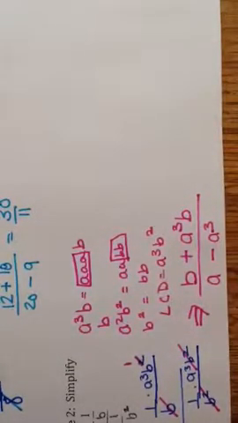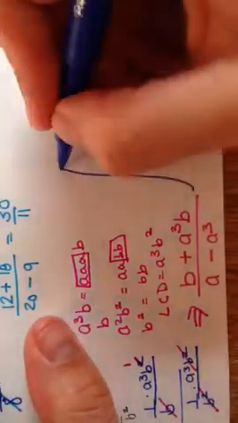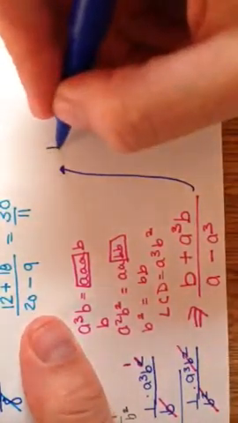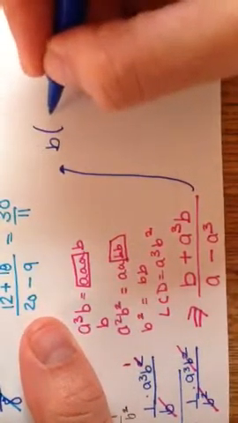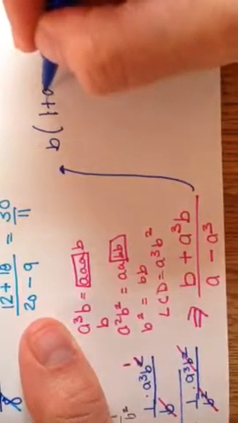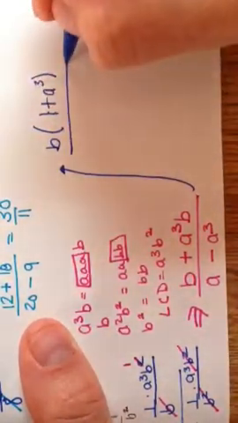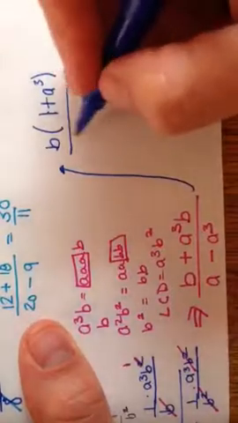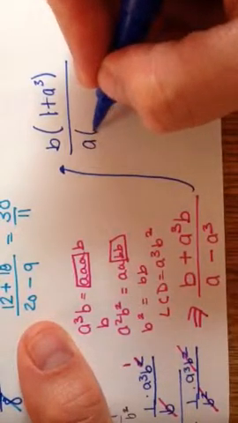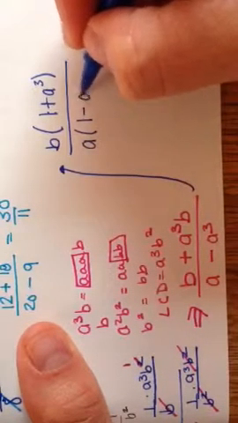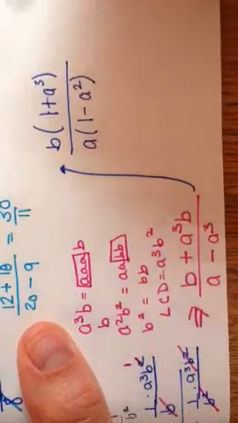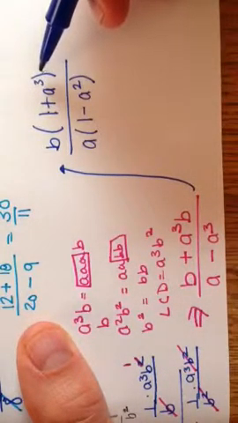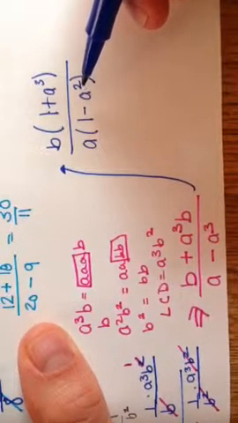And what we've learned is that we're not finished until maybe you can't factor anything more out. So I know in the numerator, I have a b in common. So I factor out the b, and I'm left with 1 plus a cubed. In the denominator, I have an a in common, so I factor out the a, and I'm left with 1 minus a squared. So I have a sum of cubes, and I have a difference of squares.